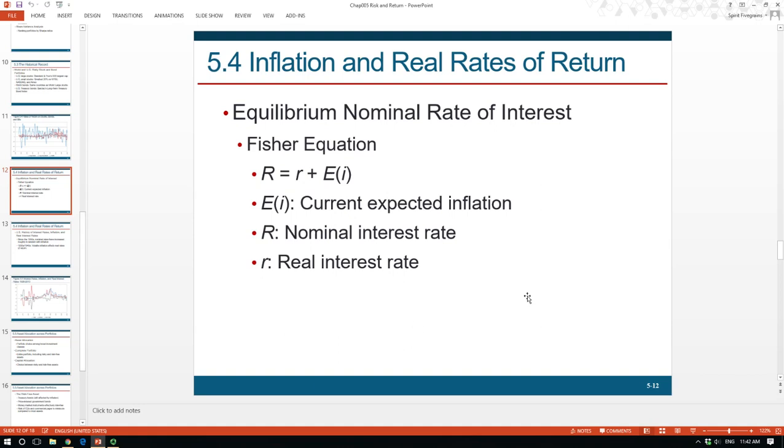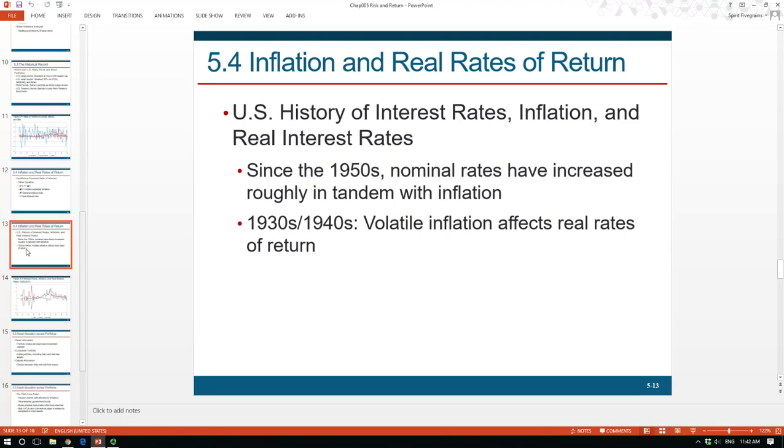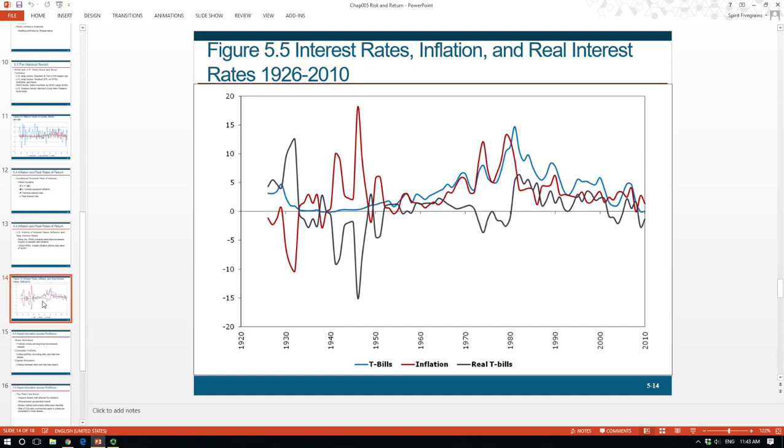So here, based on a very famous equation called the Fisher equation, the nominal rate of return equals the real rate of return plus the expected inflation. Right? So R here is the nominal return, ER is the expected inflation, and this R is your real rate of return. And the inflation is always there, not just for this year or for the next couple of years.